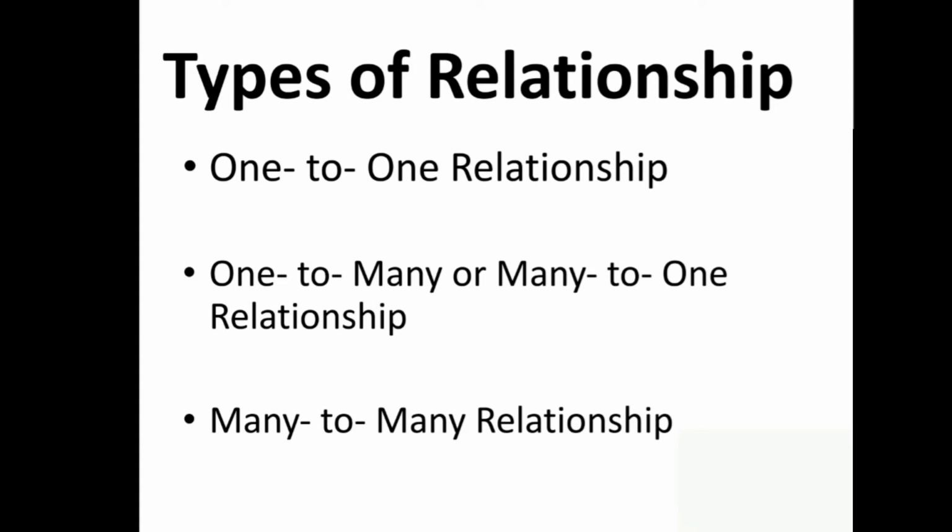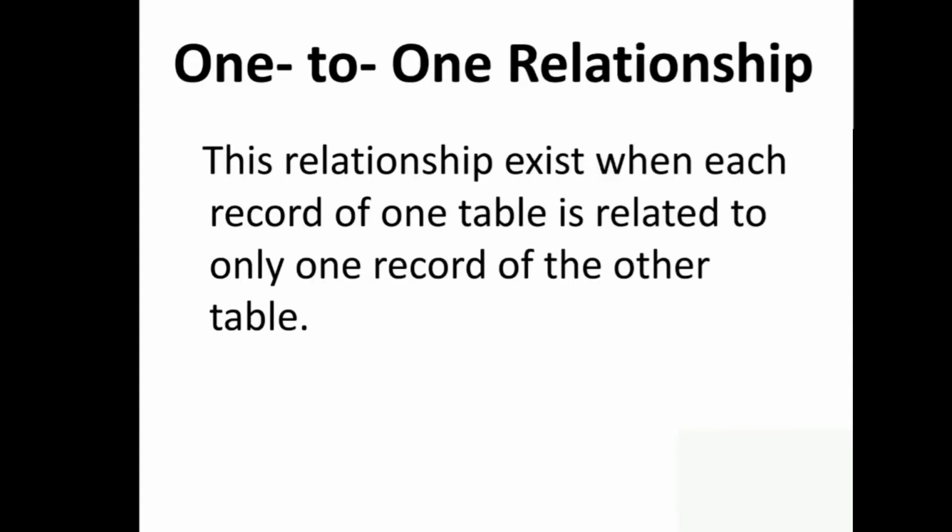So now there are three types of relationships that exist between two entities. That is one-to-one relationship, one-to-many or many-to-one relationship, and many-to-many relationship. Now let's understand them one by one. Firstly, look at the one-to-one relationship.